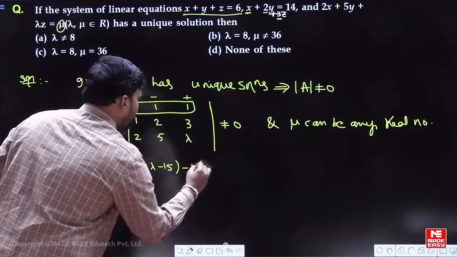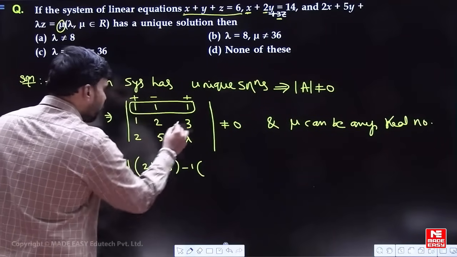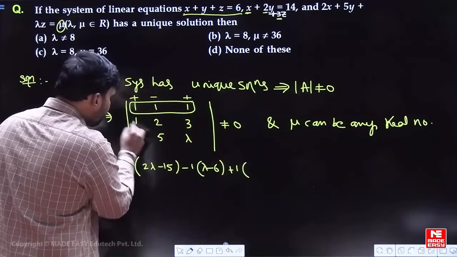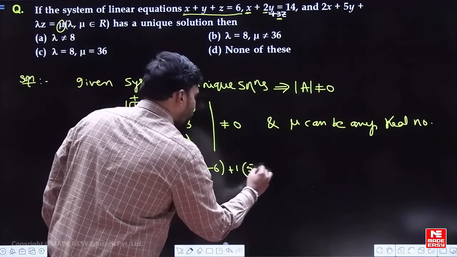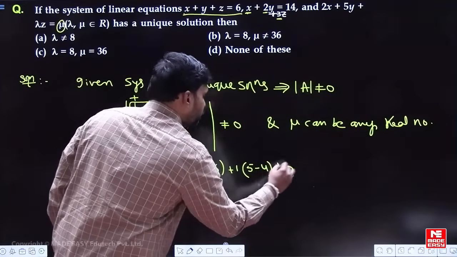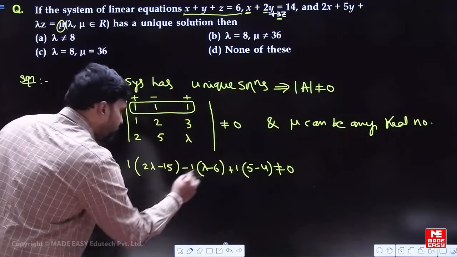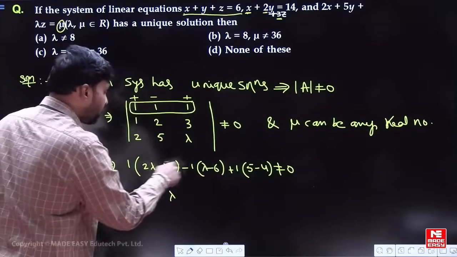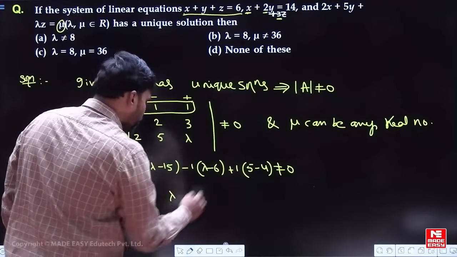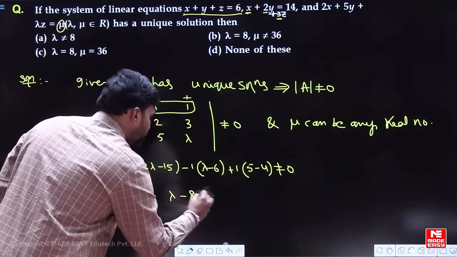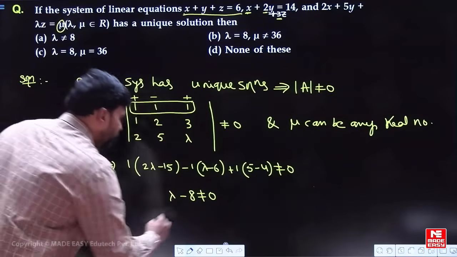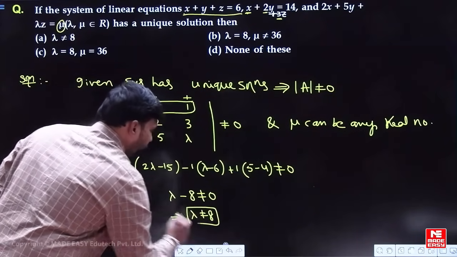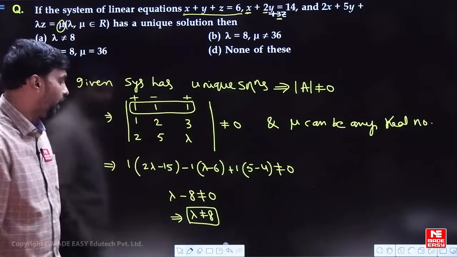And then it is minus 1 into here lambda minus 6. Okay. And then plus 1 into here it is 5 minus 4. So 5 minus 4 is not equal to 0. So this becomes 2 lambda minus lambda is lambda, and minus 15 plus 6 is minus 9. Minus 9 plus 1 is nothing but minus 8 is not equal to 0. So this implies that the lambda is not equal to 8. Lambda is not equal to 8 here.